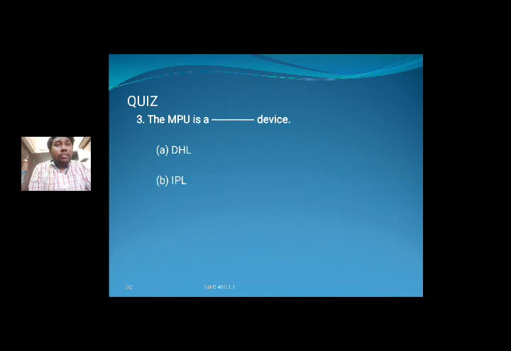The third quiz question is, an MPU is a dash device. The microprocessor unit is a dash device. Options: DHL, IPL, DLS, or VLSI. Answer is very large scale integrated circuits, VLSI. The MPU is a VLSI device. This is the third one.